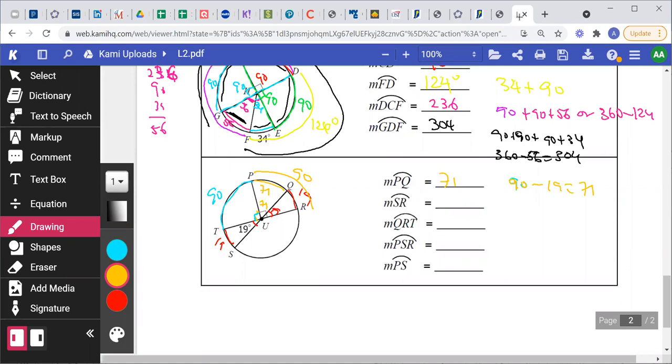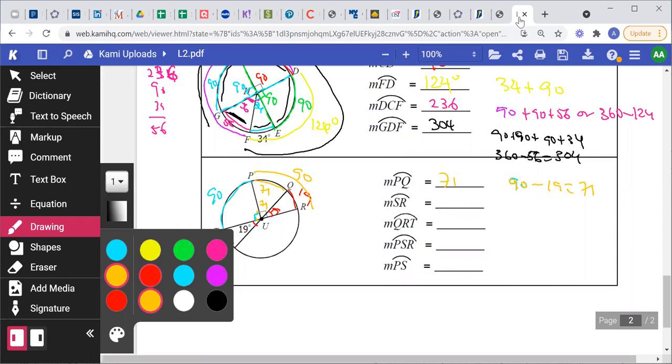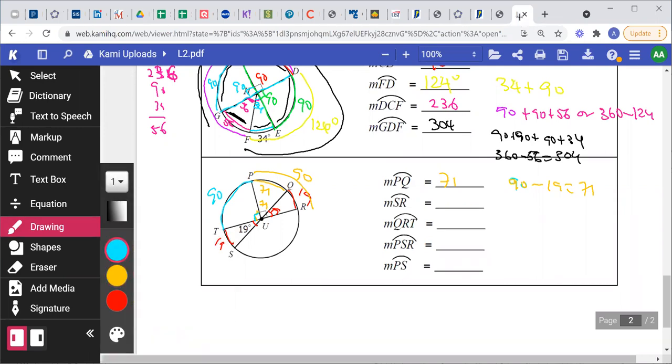And then SR, we want to move from S to R. SR is the whole of this. Since the whole of this angle S to Q is 180, because this is a diameter, then 180 minus 19, which is 161. So it means this angle is 161 and the angle here is 161.